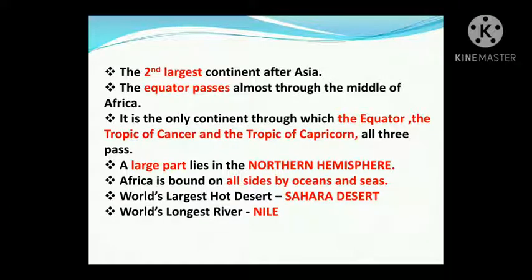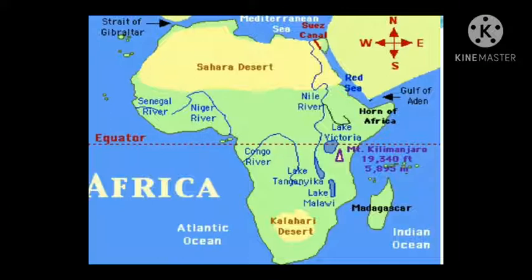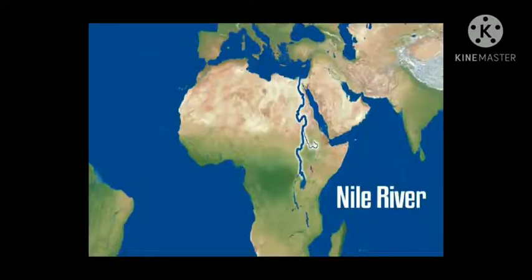And the most interesting facts are that the world's largest hot desert, the Sahara Desert, is located in Africa. And the world's longest river, the Nile, also flows through Africa. So these are the main features related to Africa. And the remaining continents will be discussed in the next class.